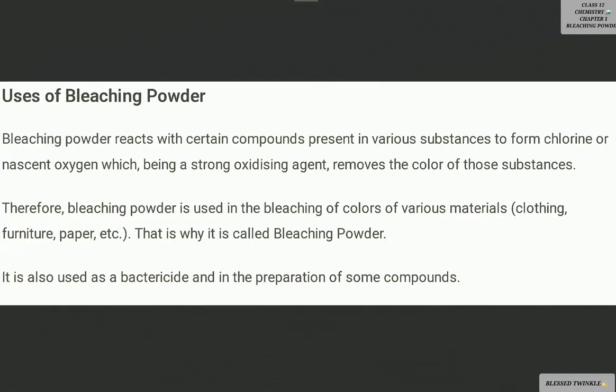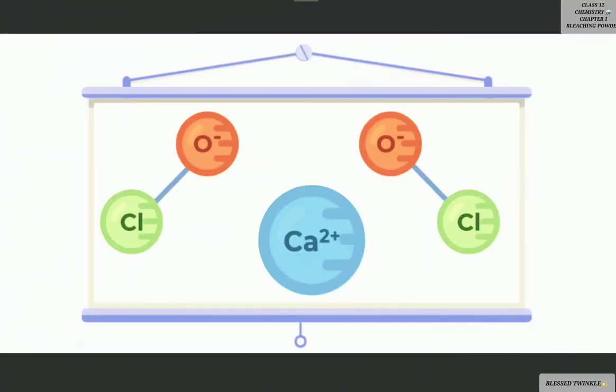Bleaching powder reacts with certain compounds present in various substances to form chlorine or nascent oxygen, which, being an oxidizing agent, removes the color of those substances. As an oxidizing agent it also helps in cleaning and removing stains. Therefore, bleaching powder is used in the bleaching of the colors of various materials, clothing, furniture, paper, etc. That is why it is called bleaching powder. It is also used as a bactericide and in the preparation of some compounds.